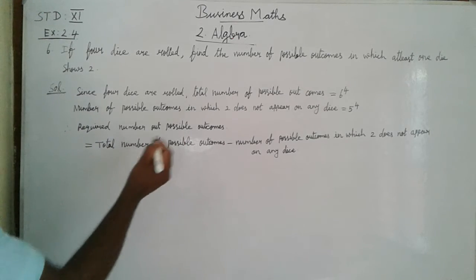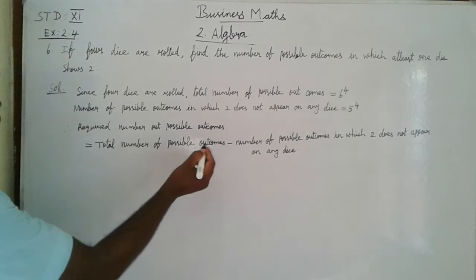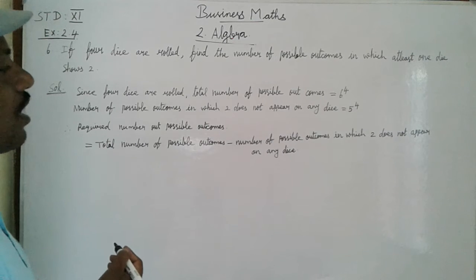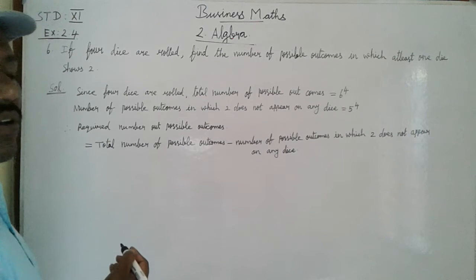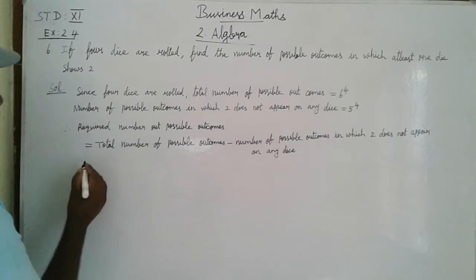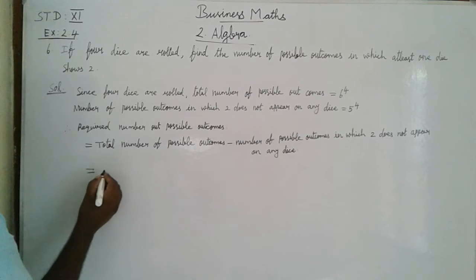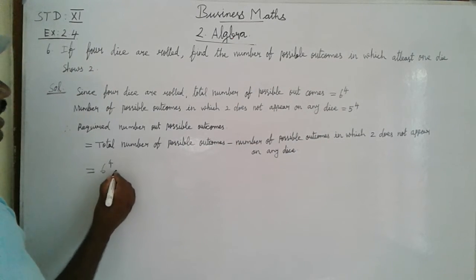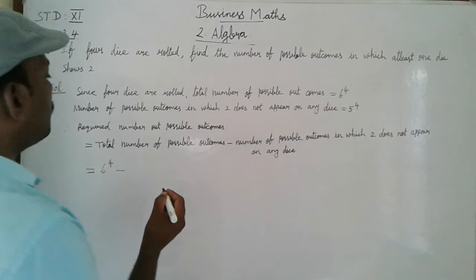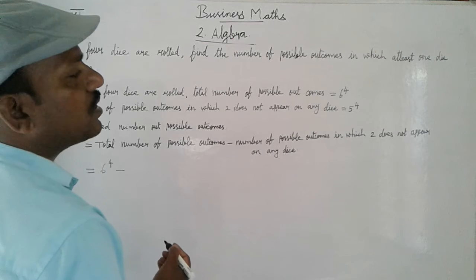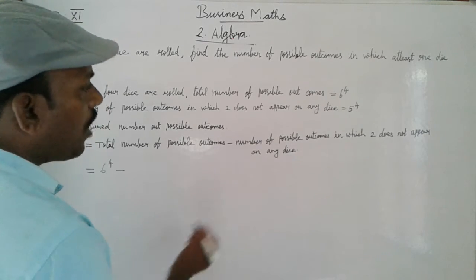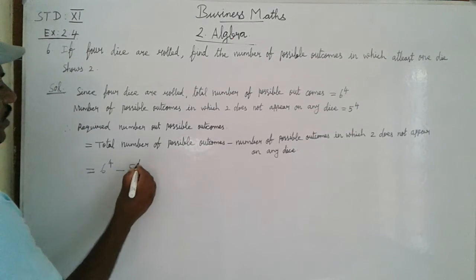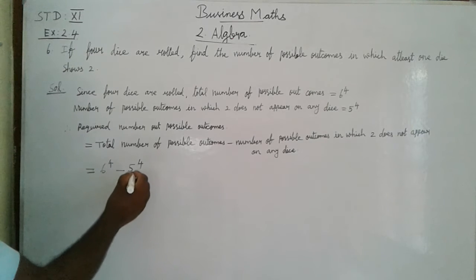Next, the required number of possible outcomes equals the total number of possible outcomes minus the number of possible outcomes in which 2 does not appear on any die. The total number of possible outcomes is 6 power 4, minus the number of outcomes in which 2 does not appear on any die, which is 5 power 4. So 6 power 4 minus 5 power 4.